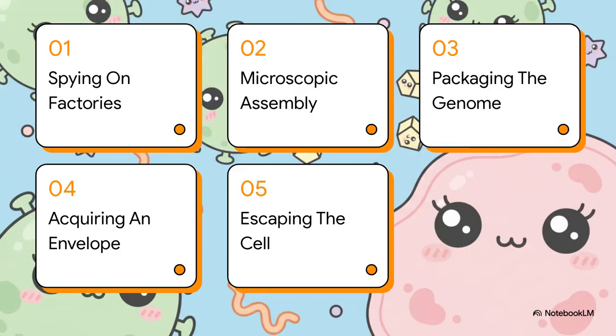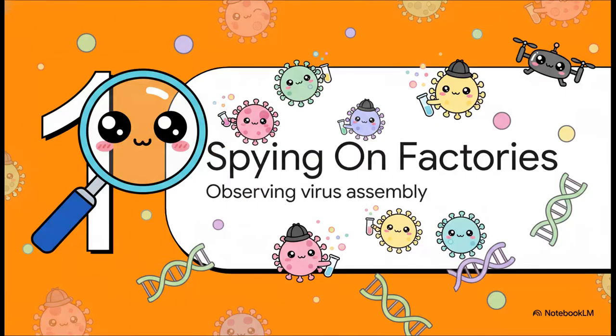Here is our factory floor plan for today. First, spying on viral factories. Then, the microscopic assembly line, packaging the genetic code, acquiring an envelope, and finally, escaping the host cell. All right, let's start with section 1, spying on viral factories.